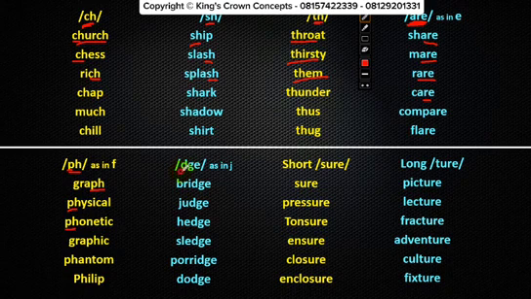You have DGE as in the sound j, as in jog. You get words like bridge, judge, hedge, sledge. We also have short shore as in pressure, tonsure, and shore. We also have long chaw, as in picture, lecture, fracture.